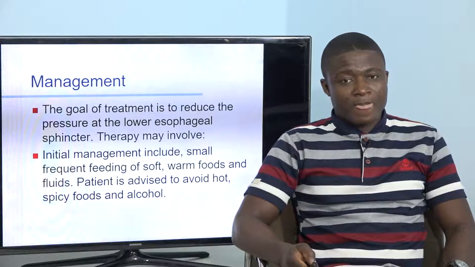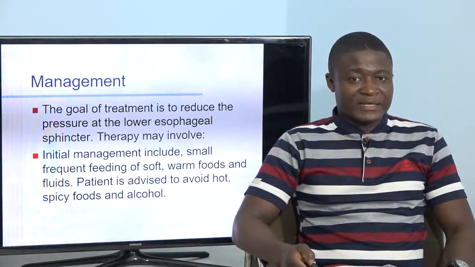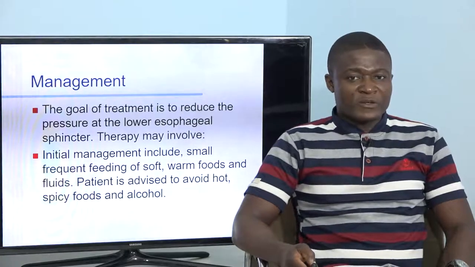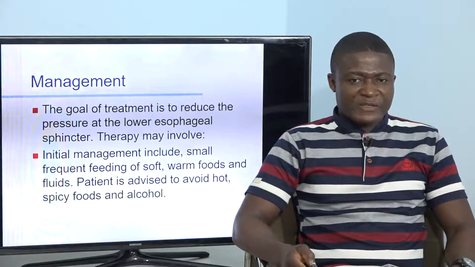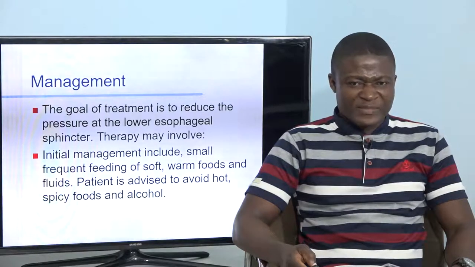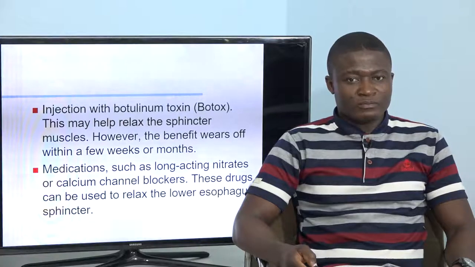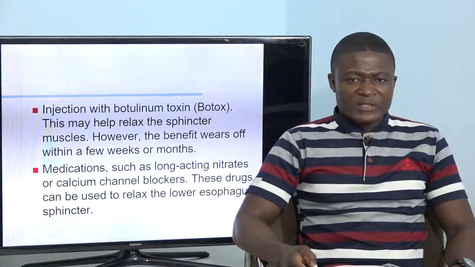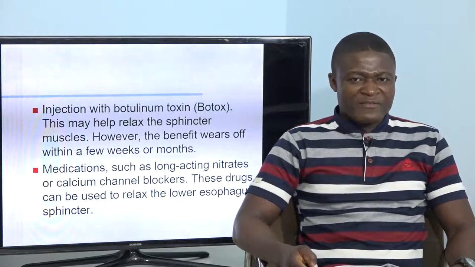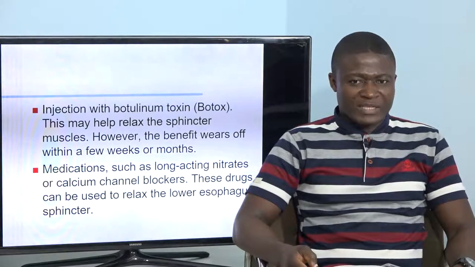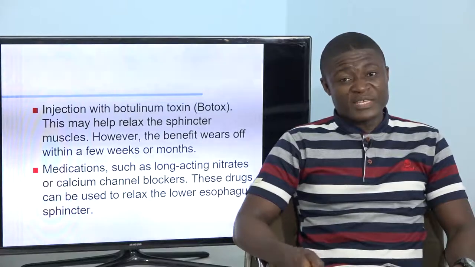Management of achalasia. The goal of treatment in achalasia is to reduce the pressure at the lower esophageal sphincter. Therapy may involve the following. Initial management includes small frequent feeding and soft warm foods and fluids. The patient is advised to avoid hot and spicy foods as well as alcohol. Injection with botulinum toxin, that is Botox. This will help relax the sphincter, that is the lower esophageal sphincter. However, the benefits wear off within a few weeks or months, which means it needs to be repeated over and over again.